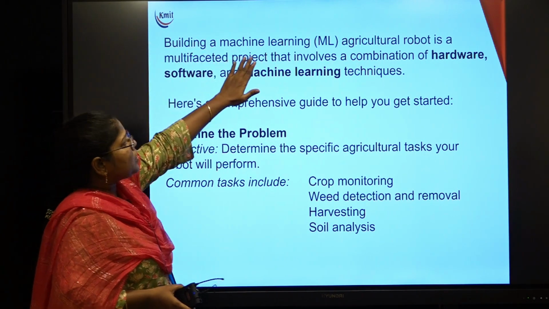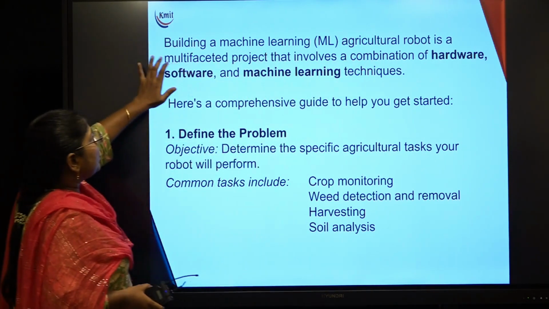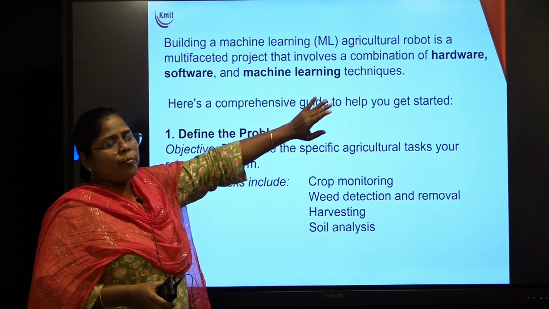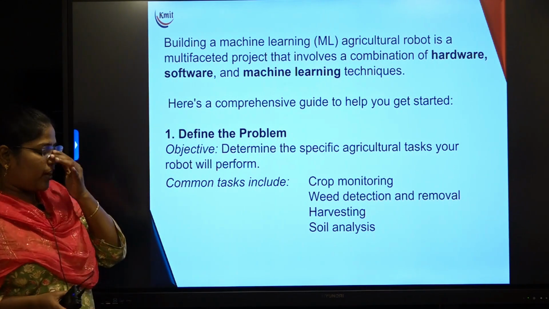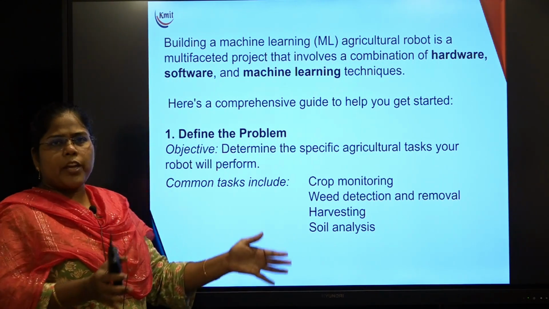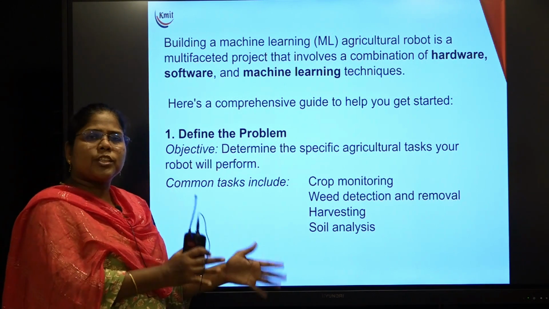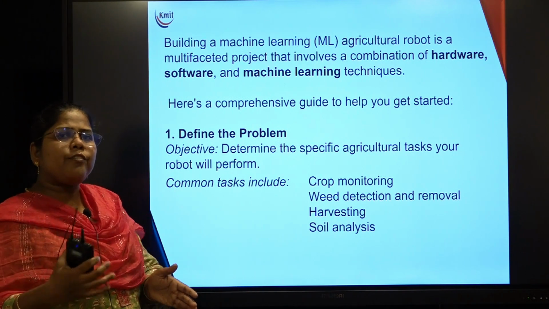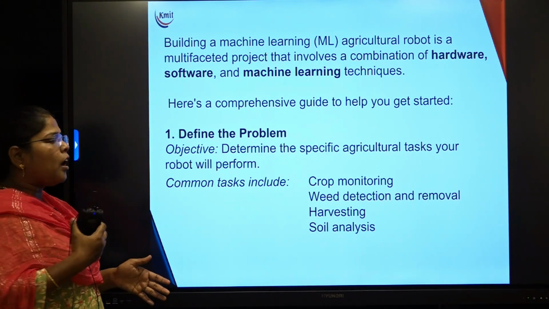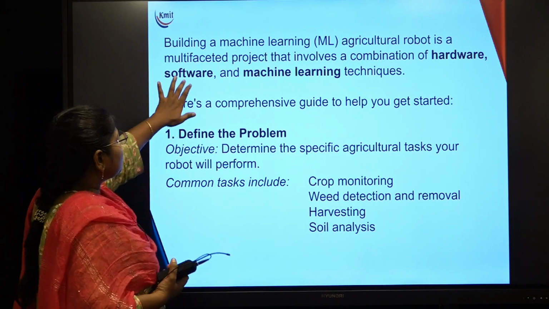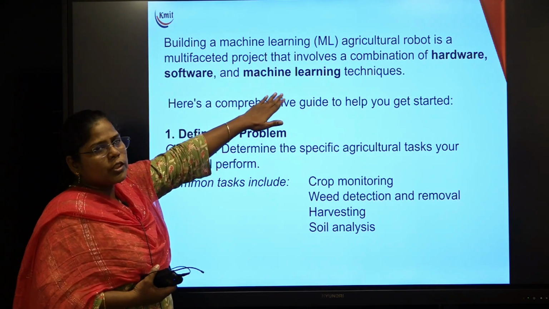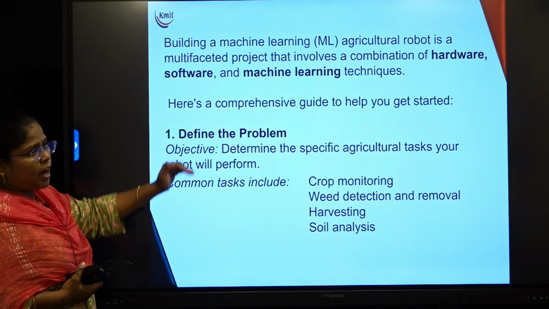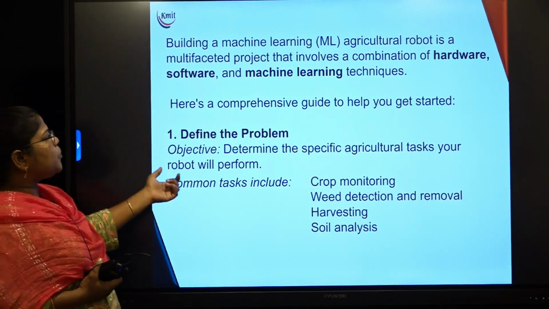Building a machine learning agriculture robo is a multifaceted project that involves a combination of hardware plus software. So just now we saw we have a microcontroller which is controlling the total hardware, and we have software which is detecting something or predicting something. That software also uses some machine learning techniques. So to design all this, first we'll start with a problem. So what is the problem?